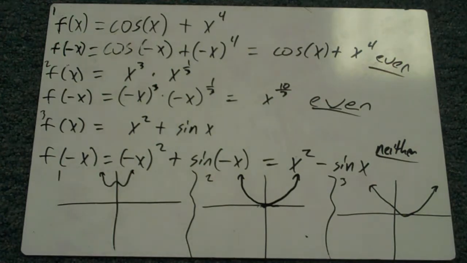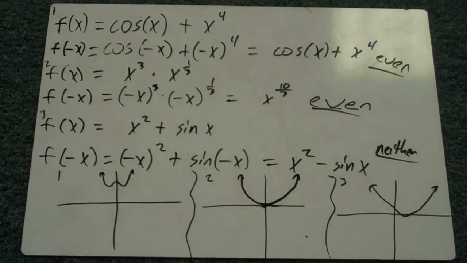Finally, we have a function adding an even and odd together. F of x equals x squared plus sine of x. Now f of negative x equals x squared minus sine of x, which transforms the graph so that it's not symmetrical over any point.